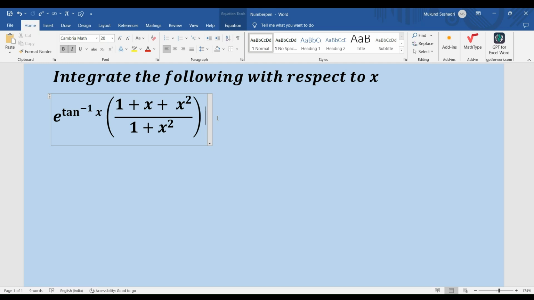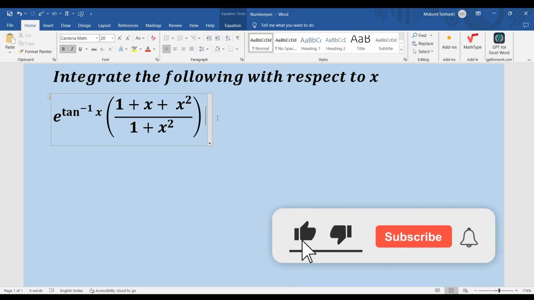So there we have the problem on the screen. Integrate the following with respect to x. We have e to the power tan inverse of x times 1 plus x square, the whole divided by 1 plus x square, right? So what we've been given is dy by dx and we've been asked to find y. My y is nothing but the integral of the given expression. So let's write down what our y is.